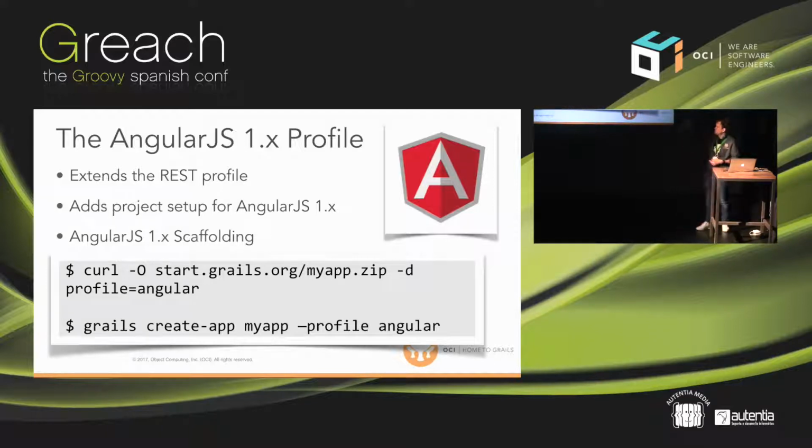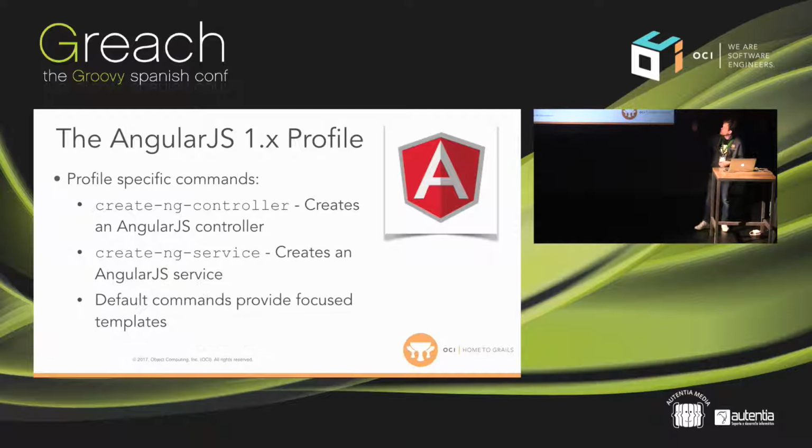Now there is some debate about the names of these profiles, which I'm not going to go into, but the important thing is what it adds in terms of profile-specific commands around integrating Angular with a Grails 3 application. So you can say create ng controller and it'll generate, so you get command line generation of Angular controllers, services, and so forth, as well as scaffolding to generate a whole application for you.